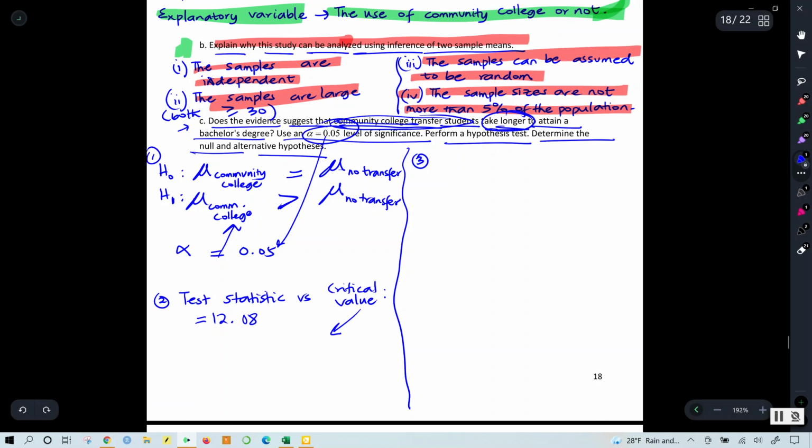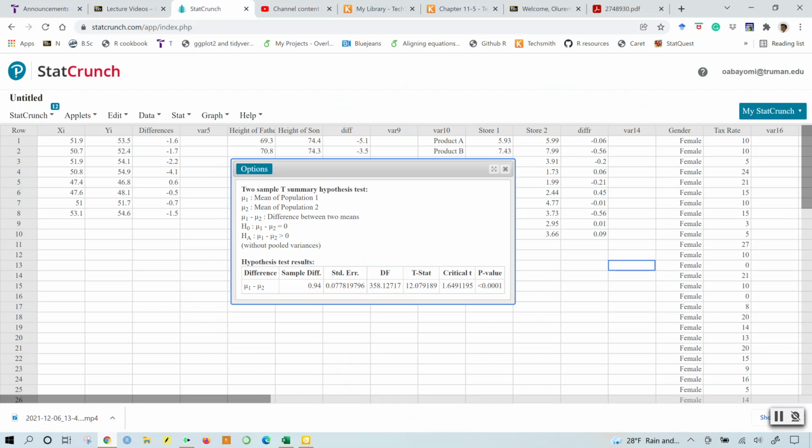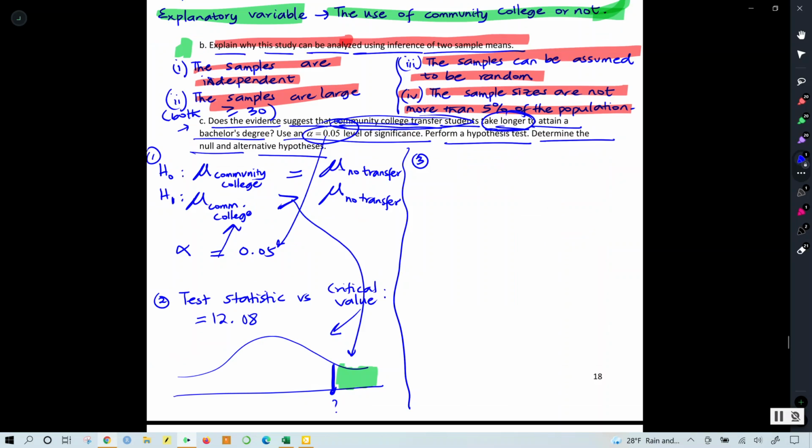And for the critical value, I can draw the distribution here. And this is a single one-tail test. So for the one-tail test, here we go. And the value here, what is that value? That's the critical value of 1.649. So immediately I can see that my test statistic will lie in the rejection region. The rejection region is any value greater than 1.649.